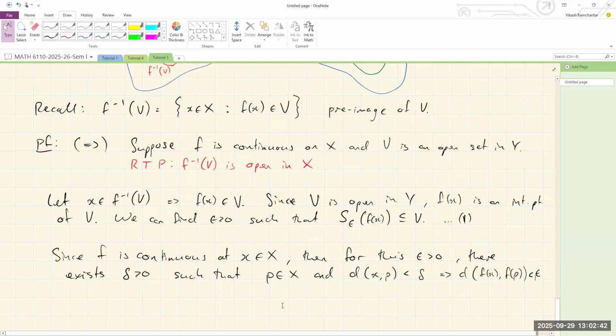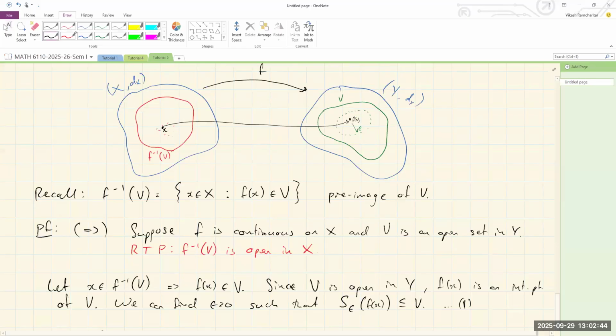So what we're saying here is that for that particular epsilon, there is a delta sphere or delta neighborhood over here. I know I'm drawing it already inside of the preimage of V, so it will turn out to be this way, but don't get fooled by how I'm drawing it, that it always has to be this way. We have to prove that it is the way that I'm drawing it inside. But we'll see that it is indeed inside.